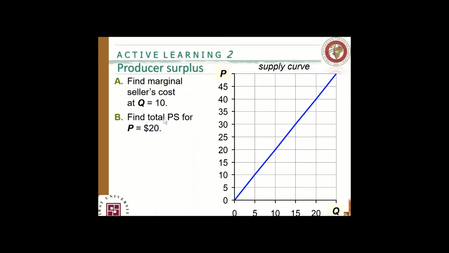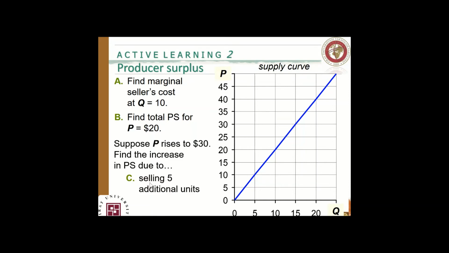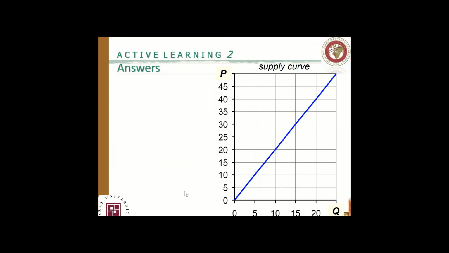Okay. Find the total producer surplus for price 20. So we need to intersect here and then calculate the area below the price and above the supply curve. Then if the price rises to 30, we will need to find the increase in producer surplus due to selling 5 additional units and getting a higher price on the initial 10 units. I'll explain those graphically so that you understand.